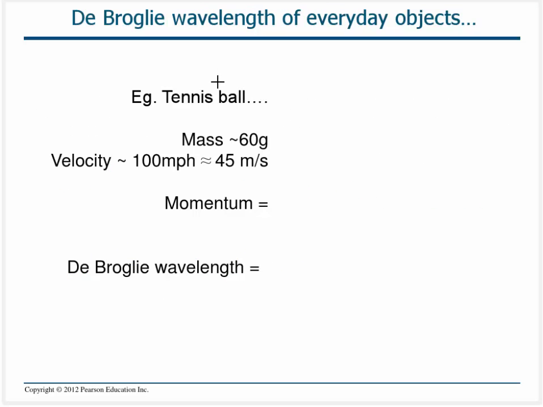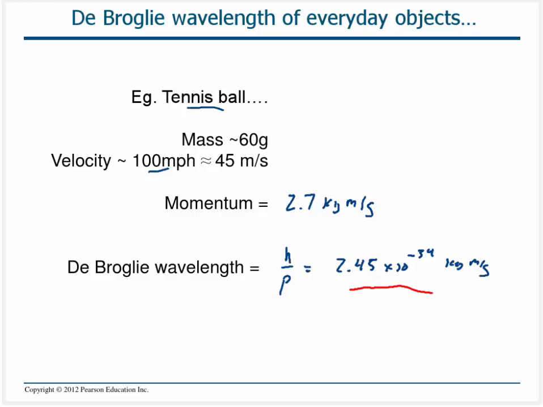Now, how come we don't observe the wave-like nature of ordinary everyday objects? If we were to think of a tennis ball traveling at 100 miles per hour, then the momentum is going to work itself out to be 2.7 kilogram meters per second, just the mass times the velocity. And that tells us de Broglie's wavelength is going to be h divided by the momentum. So 6.626 times 10 to the minus 34 divided by 2.7 is going to be 2.45 times 10 to the minus 34 meters.